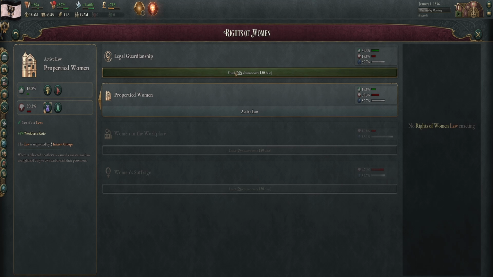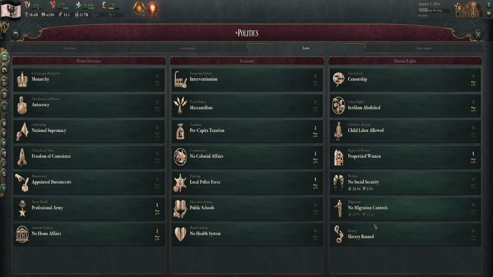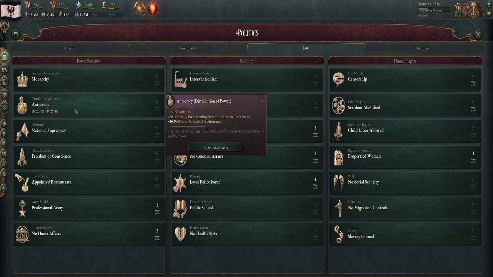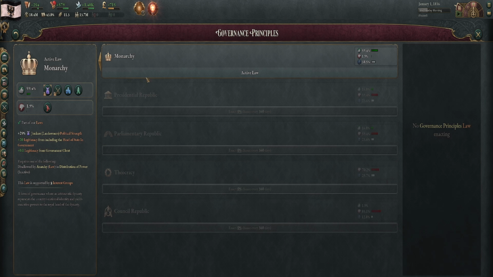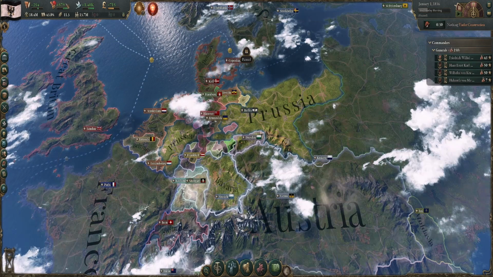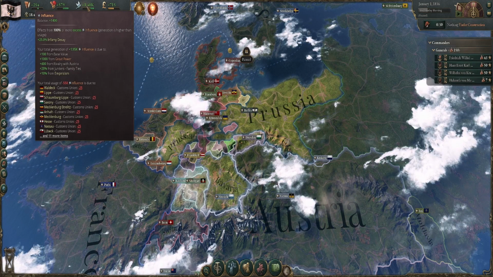Rights of women, all that stuff there. So this is kind of where the game nudges you to go. But in general, these aren't necessarily game-breaking things. You can still maintain your autocratic power and your monarchical power while changing these laws, so it's perfectly fine. No big deal. All right, and then besides that, we have the influence, right?